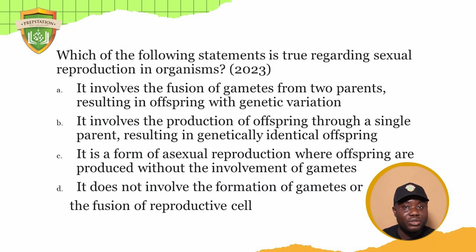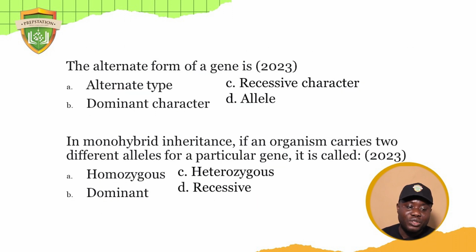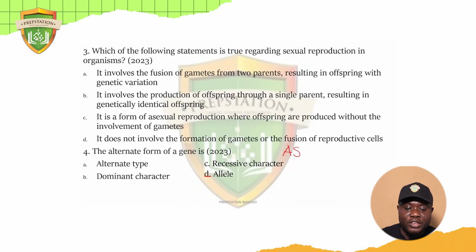Now let's look at question number 3. The alternate form of a gene is dash. Remember when I was talking, I said alternative form of a gene. That is allele. So what does it mean? This is a gene here, AS, that is for somebody. So it's either this or this. You get now. That is the meaning of allele. This is an allele here, A or S.